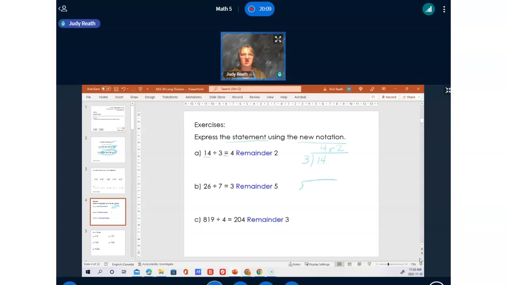Again, write the frame first, or the house. 26 divided by 7 is 3 with a remainder of 5. And down here again, house first. 819 divided by 4 gives us 204 with a remainder of 3.